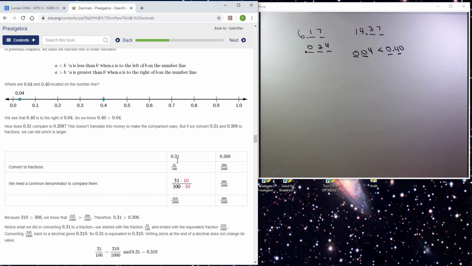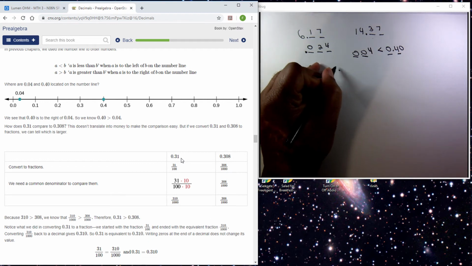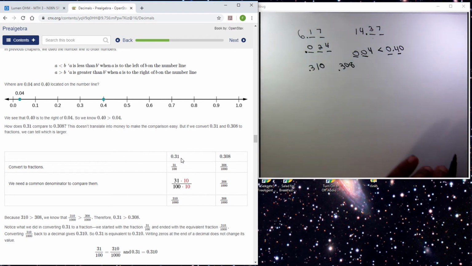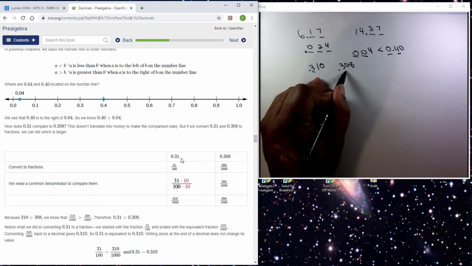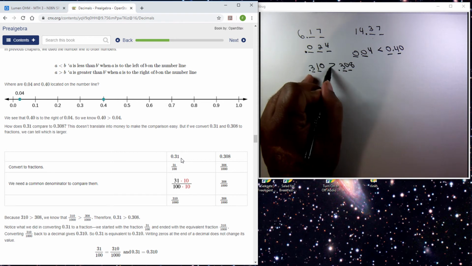So now they're converting these decimals into fractions. Notice the 1 is in the hundredths place, so they convert it to a fraction. So here in this case, they have different denominators. They have different place values. So I have 0.31 and I have 0.308. So I'm going to add a 0 here. So now they have the same places. Now just compare. 3 and 3 is the same. Then compare 1 and 0. This one's larger.